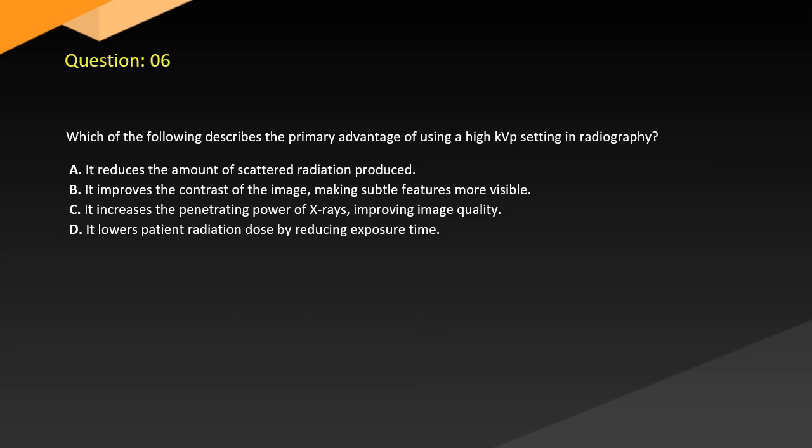Question 6. Which of the following describes the primary advantage of using a high kVp setting in radiography? A. It reduces the amount of scattered radiation produced. B. It improves the contrast of the image, making subtle features more visible. C. It increases the penetrating power of X-rays, improving image quality. D. It lowers patient radiation dose by reducing exposure time.